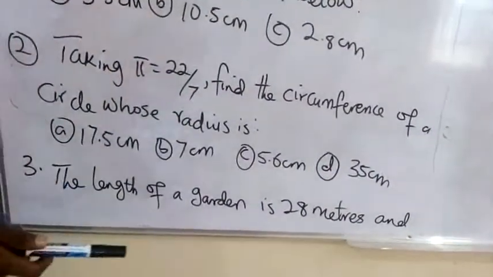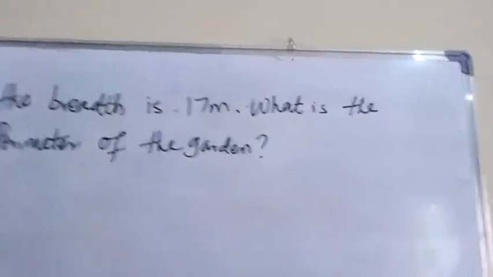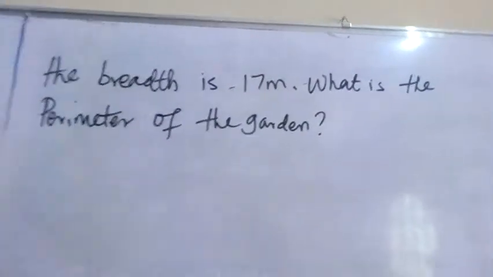The length of the garden is 28 meters and the breadth is 17 meters. What is the perimeter of the garden? So you will attempt this assignment.